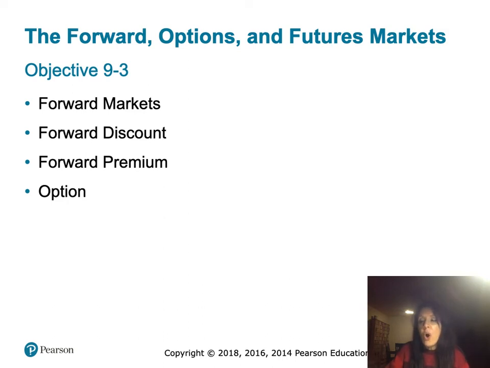On the other hand, an option is the right, but not the obligation, to buy or sell a foreign currency within a certain time period or on a specific date at a specific exchange rate.